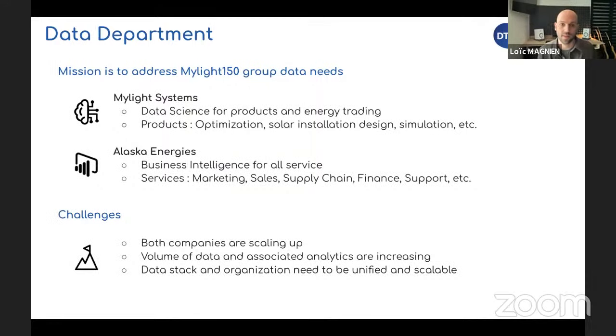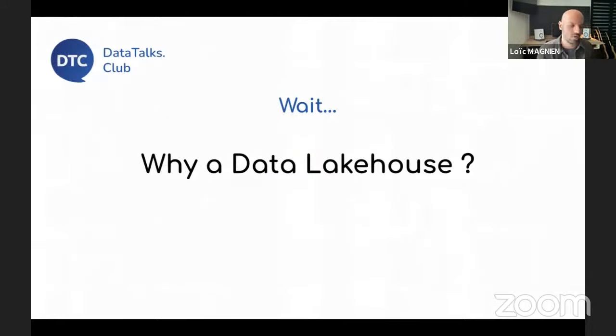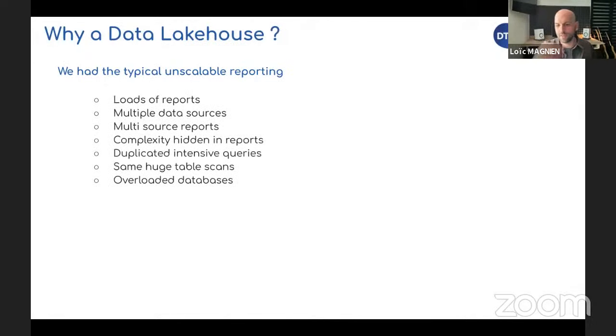And the challenges, as you noticed by the numbers earlier, is that as both companies are scaling up, the volume of data and the associated analytics are just increasing. There is more data and more consumers, and we need to basically scale the data. So by the title of the presentation, the first thing is we had the typical.